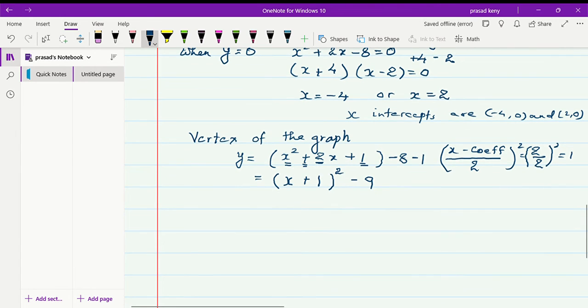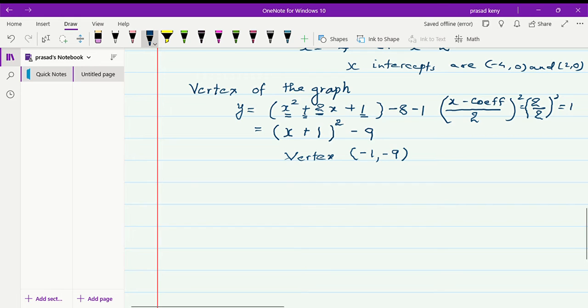Now to write the vertex, here this is (x + 1) the whole square. So change the sign of plus 1, right, here negative 1 and negative 9. And in this case, since the x square coefficient is 1, that is positive, this is a minima.